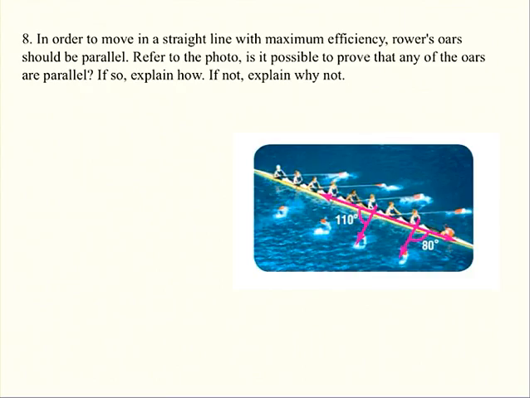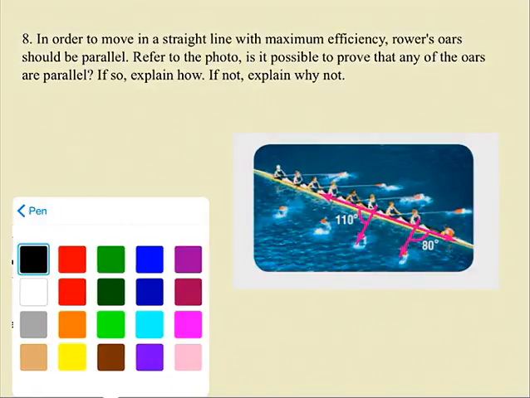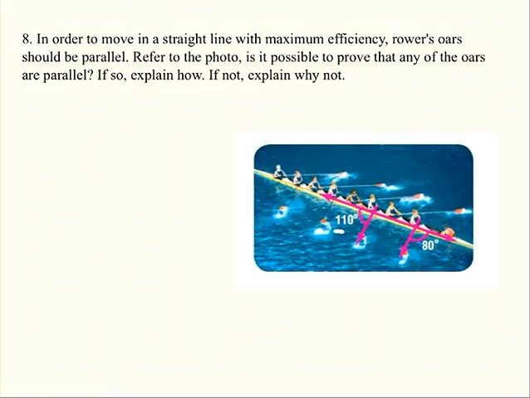So let's take a look at our last one, number 8. In order to move in a straight line with maximum efficiency, the rower's oars should be parallel. Refer to the photo. Is it possible to prove that any of the oars are parallel? If so, explain how. Well, let's take a look at this. This one right here is 110. Well, that forms a line with that angle right there. So 180 minus 110 is 70. So that angle right there is 70.